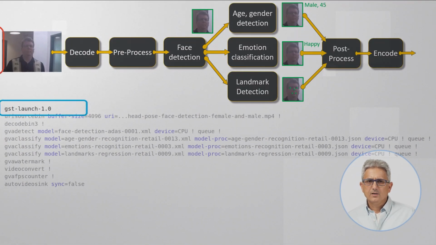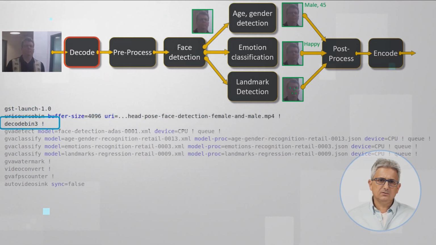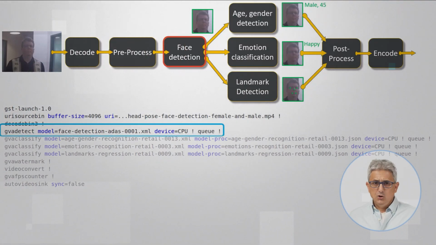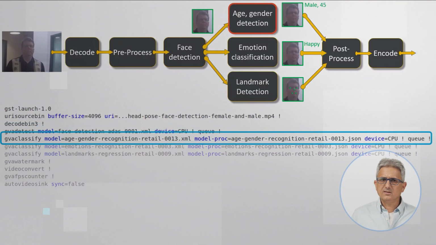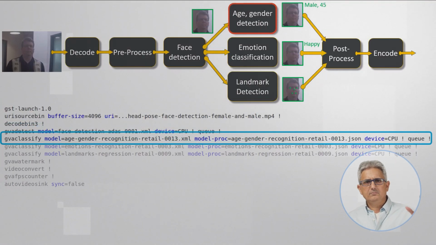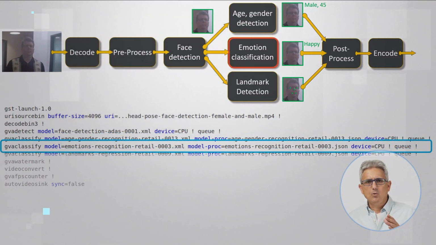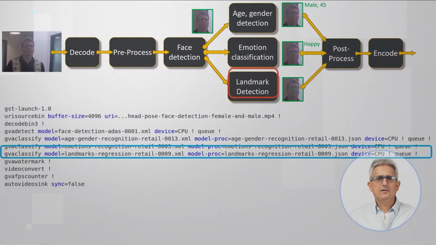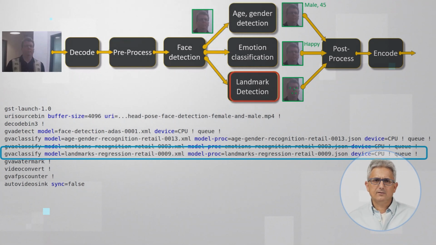Launch the application. This is our input, an MP4 video file, for example. We decode it and then perform detection using a face detection model that will run on the CPU, for example. The result will be processed by another model that can classify the age and the gender, and by an emotion recognition model, and by a landmark detection model. Some models have a JSON file for adjusting all kinds of parameters. I'll show you in a minute.